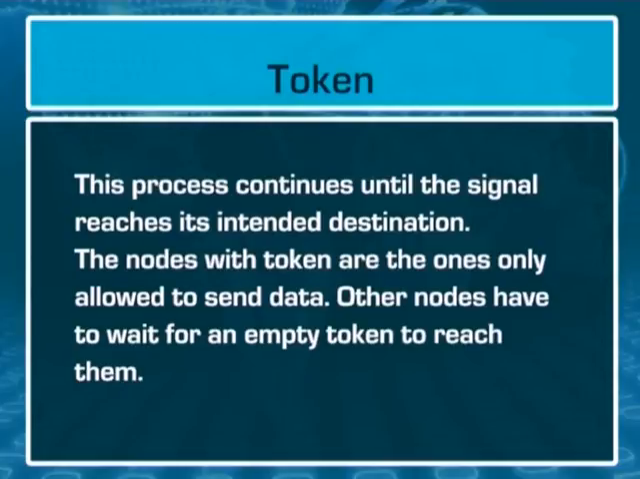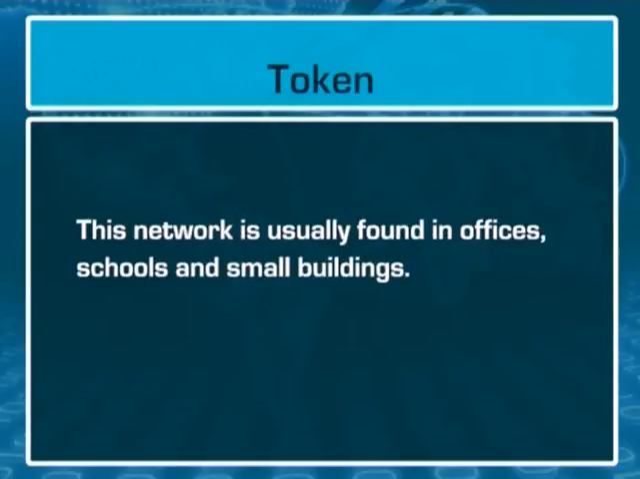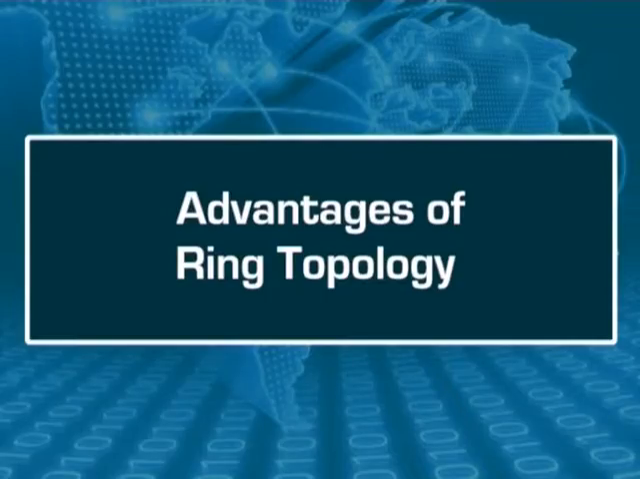The nodes with tokens are the ones only allowed to send the data. Other nodes have to wait for an empty token to reach them. This network is usually found in offices, schools and small buildings. There are many advantages of ring topology.